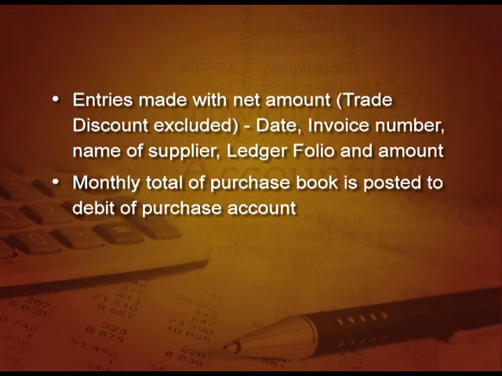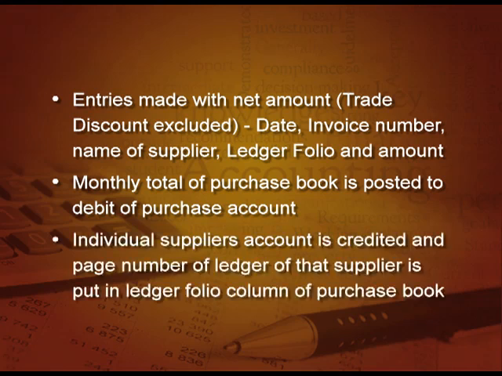Okay. The monthly total of the purchase book is posted to the debit of purchase account, and the individual supplier's account is credited, and the page number of the ledger on which that supplier account is there will be written in the ledger folio column of the purchase book, right. The page number of the supplier account will be written there to connect it up. Now, let us see a few examples of purchase book entries, that is, how to record them in the book.